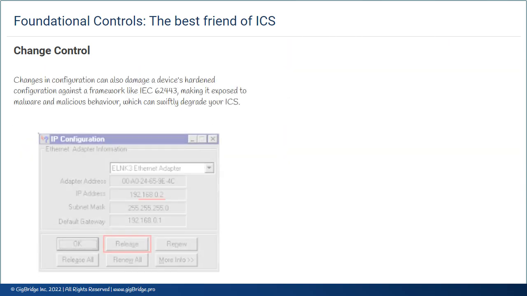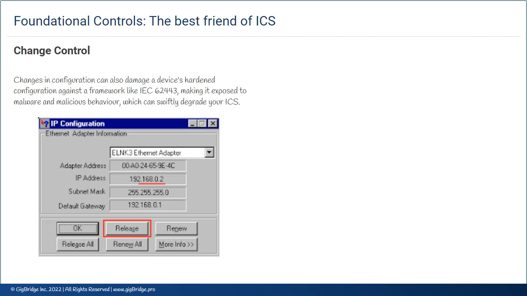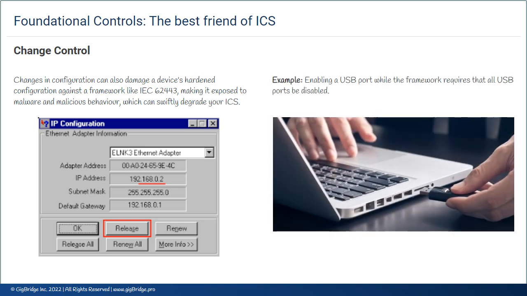Changes in configuration can also compromise a device's hardened configuration against a framework like ICS 62443, making it exposed to malware and malicious behavior, which can swiftly inflict damage on your ICS. For example, enabling a USB port while the framework requires that all USB ports be disabled. Understanding how configuration changes affect a device's secure configuration state is crucial for limiting the attack surface for malicious activity.